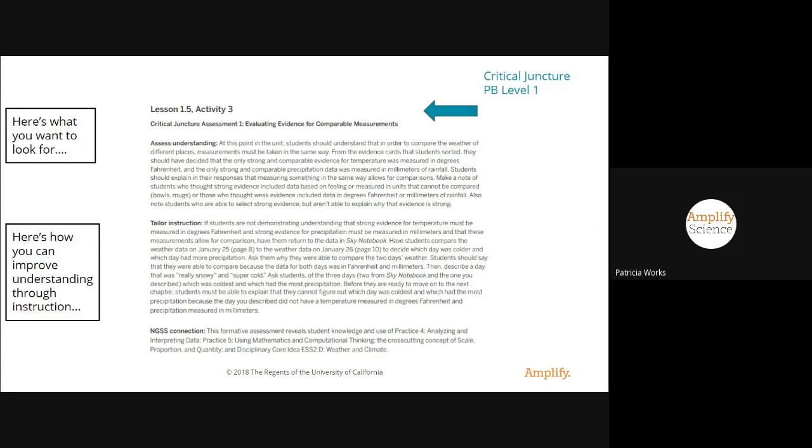So when you look back at Progress Build Level 1, what do you notice? Yes, this assessment directly gives you information about their understanding of the Progress Build 1 idea, that weather is measured in the same way to allow for comparisons.